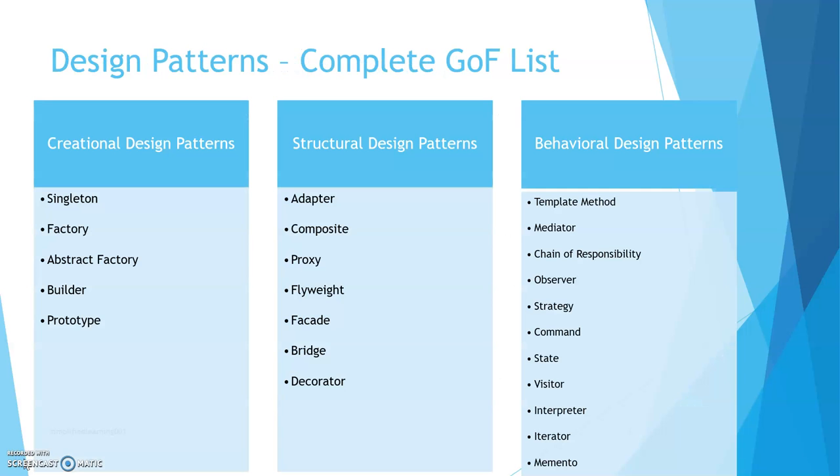This slide gives the complete list of the Gang of Four design patterns. On the left hand side you see the creational design patterns. There are 5 of them. In the center you see the structural design patterns, 7 of them, and on the right hand side you see the behavioral design patterns, 11 of them. I'm not going to list down and spell out all of these 23, but I'll make some mentions here, which are the popular ones and some of my favorites. For instance, singleton, factory, and builder from the creational design patterns, adapter and composite from structural design patterns, and template method, chain of responsibility, observer, strategy, and state from the behavioral design patterns.